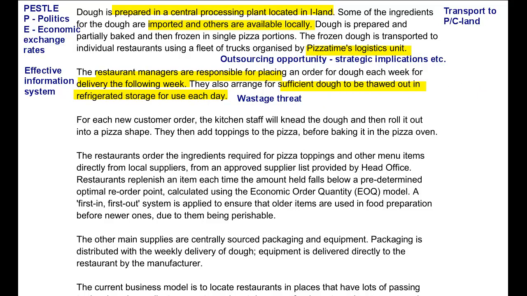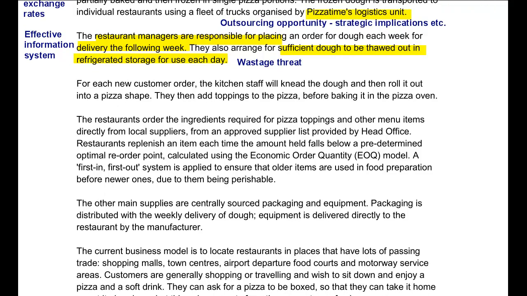And likewise, if you do not thaw out enough, then you may end up, by the end of the day, not having enough bases left to offer pizza. So once the customer comes in and places an order, the dough is then kneaded into a pizza shape, toppings are added and baked. So the advantage of this is that you could possibly sell the pizza as handmade, freshly prepared there and then for the consumer.